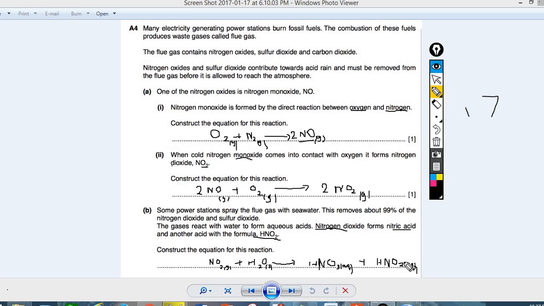Check if this is balanced. If you check carefully, you only have one nitrogen atom here, so you just try 2 as the coefficient here. Now count. Now you are okay with nitrogen. Now count all the oxygen atoms. You have 4 here and 1, altogether 5 oxygen atoms. Here you have 3 and 2, 5. Voila, there you have your reaction.